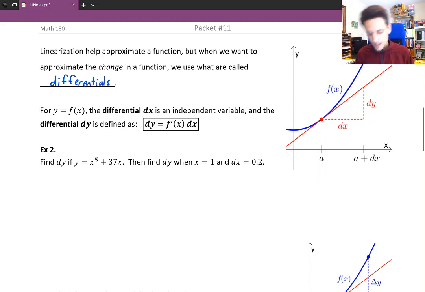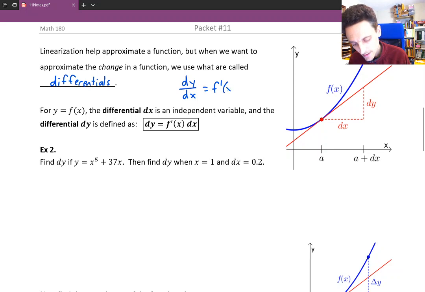To start, remember that we had this Leibniz notation, dy dx equals f prime of x. dy dx is just another way of writing the derivative of y with respect to x. And a way of writing that using function notation would be f prime of x, right? But you can think of f prime of x as the slope of the tangent line, which is a rise over run.